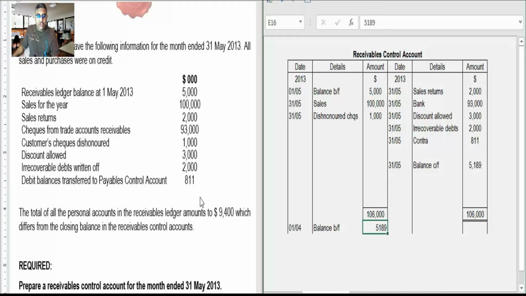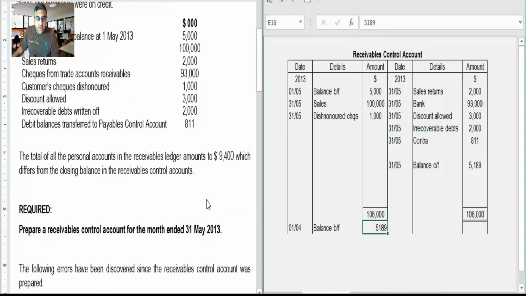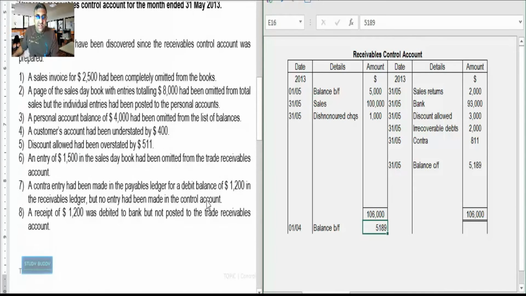Now, as per the question, we are told that the total of the personal accounts in the receivables ledger amounts to 9,400. And of course, as you can see, it is not tallying with the closing balance in the receivables control account. So we need to find out what are the errors that have been made. We have all our errors listed here in our question. The following errors have been discovered since the receivables control account was prepared. A sales invoice for $2,500 has been completely omitted from the books.